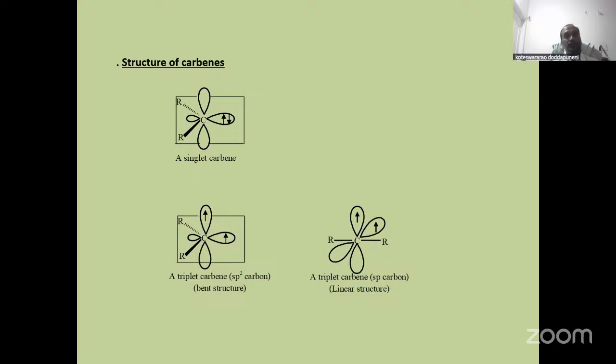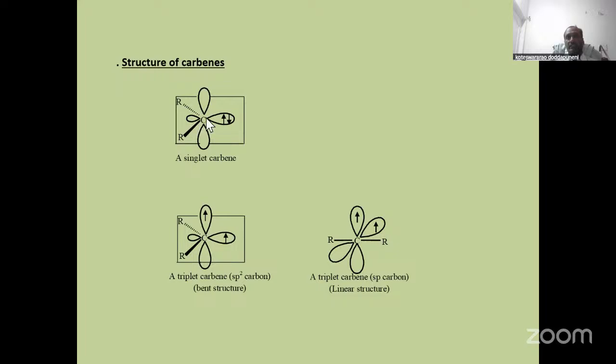Next, structure of carbene. This carbene exists in two states, two excited states. One is the singlet state and another one is the triplet state. That purely depends on the electron arrangement in the unhybridized p orbital and the hybridized sp2 hybrid orbital. Now, if two electrons are filled in only the sp2 hybrid orbital and the unhybridized orbital is vacant, that is the singlet state.